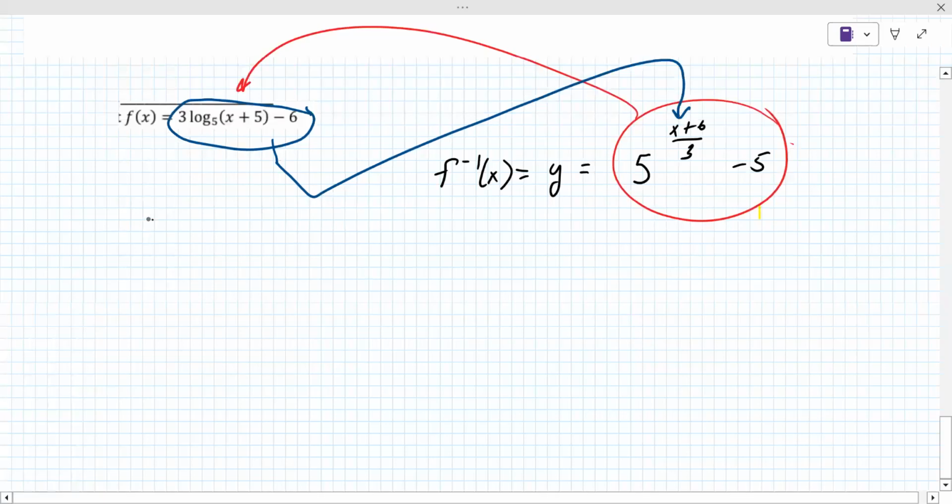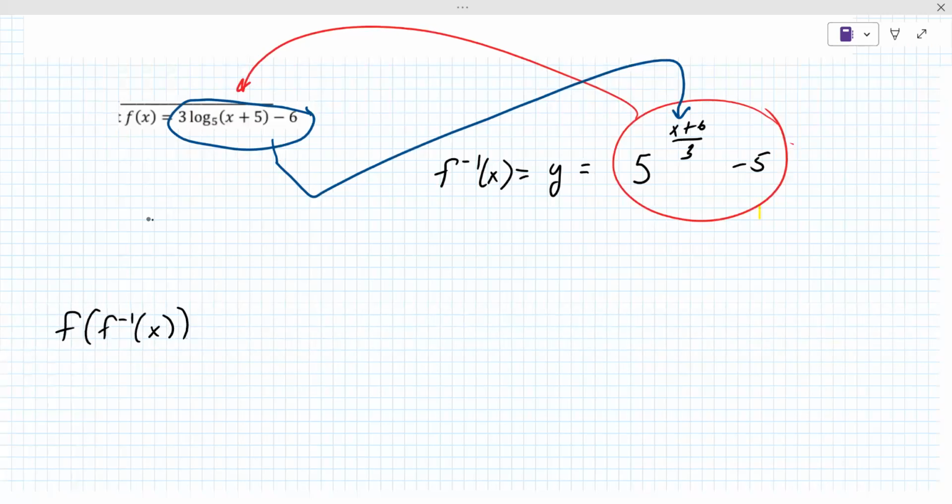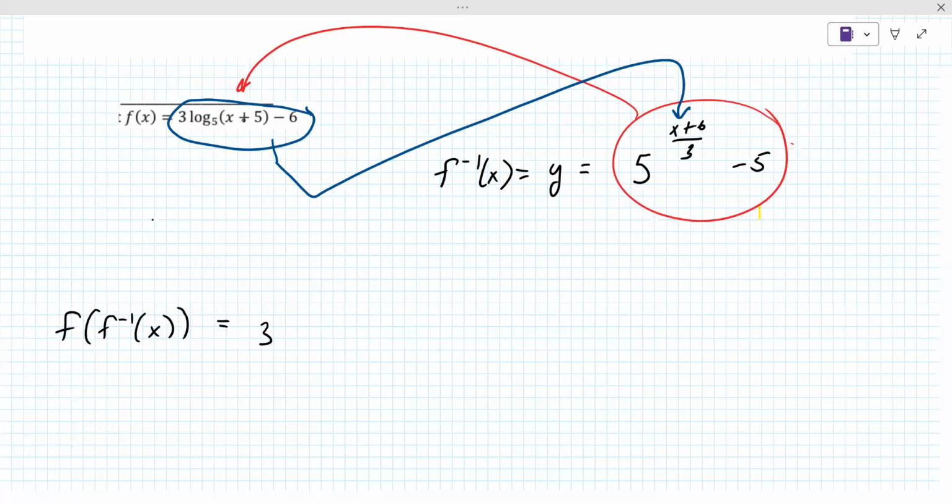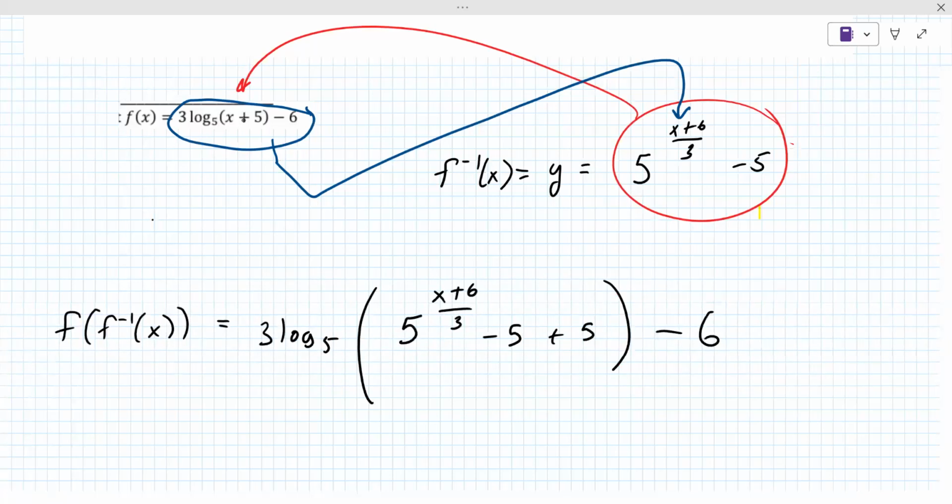So we're gonna do f of f inverse of x. So the inner one is the red, and we're putting that in the f. Okay, so it's like this: 3 log base 5 of, instead of x, it's 5. Now I'm writing the stuff in red. x plus 6 over 3 minus 5 plus 5 minus 6.